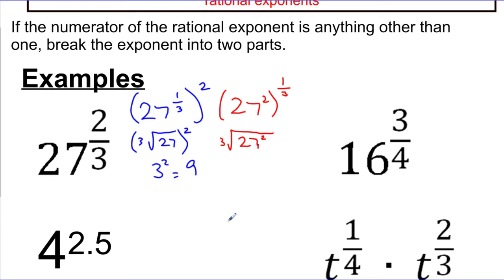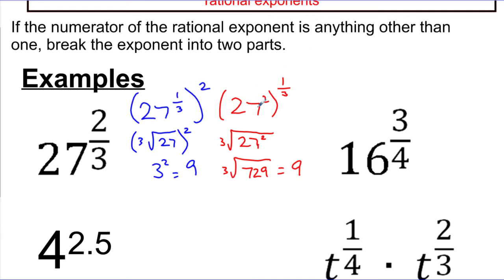But guess what ends up happening? In this case, 27 squared is 729, so we have the cube root of 729. And if you take the cube root of 729, you also get 9. Right? So if you notice, it didn't matter if I decided to attach the numerator directly to the base. Do that first, right?